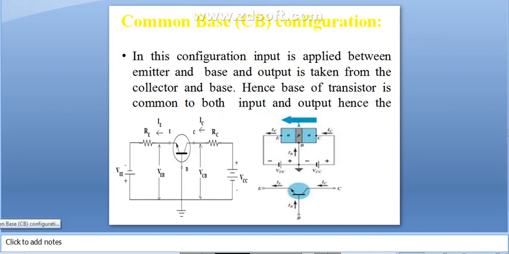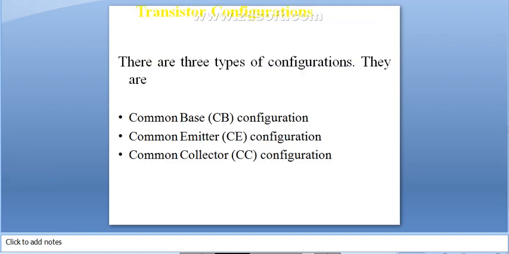In the next class, we will discuss the three types of configurations: the input characteristics and the output characteristics of CB, CE and CC configurations. Okay, thank you.